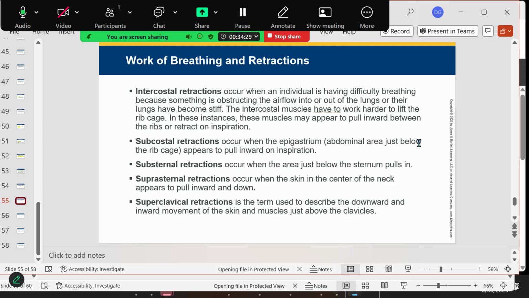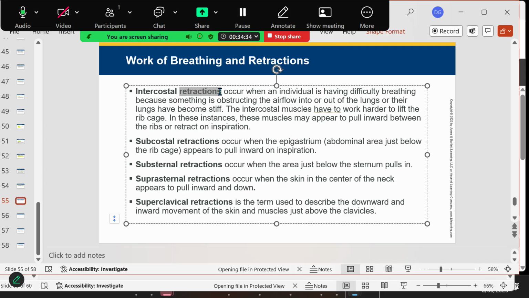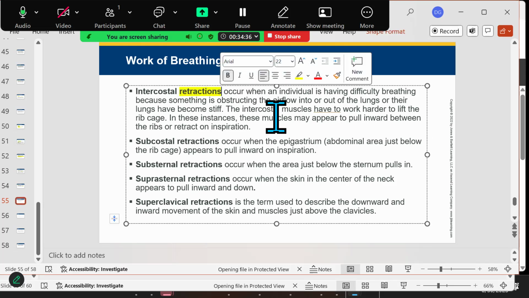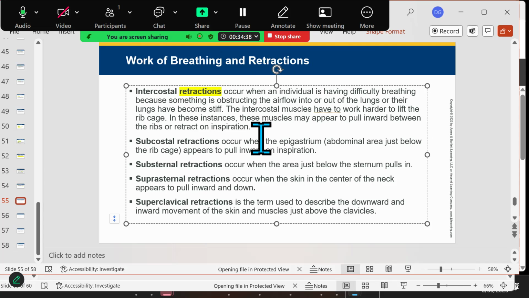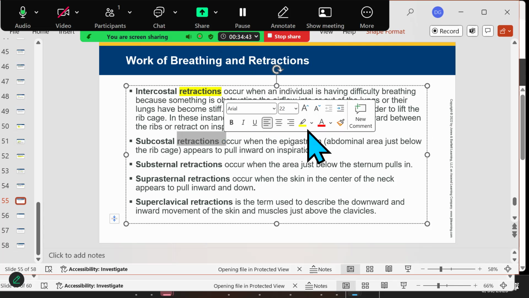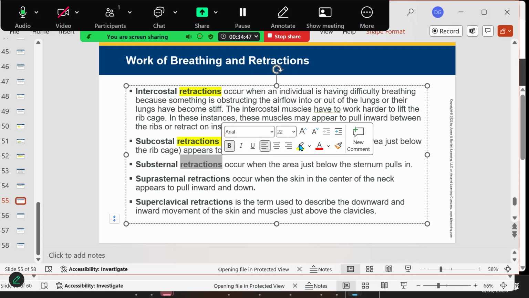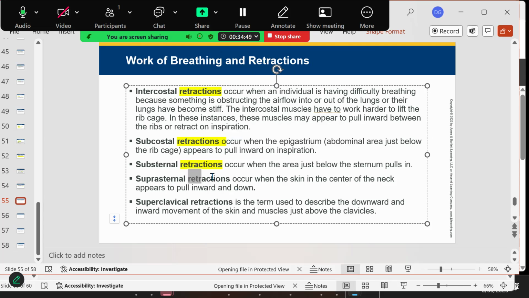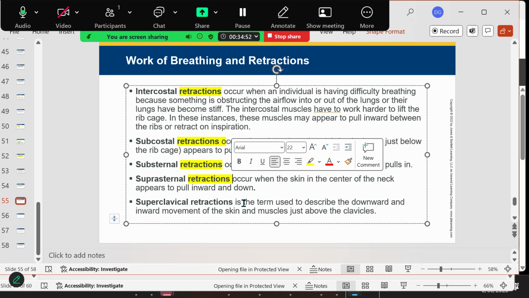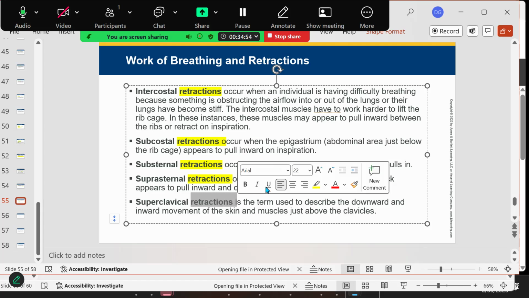Intercostal retractions. When these things happen, retractions, that tells you that there is extra distress, too much work of breathing. It can be intercostal, meaning between the ribs. It can be subcostal, below the ribs, substernal, below the sternum, suprasternal at the top of the sternum, but always retraction. You notice that that word is in all of these because that's what tells you the patient is having distress, increased work of breathing.